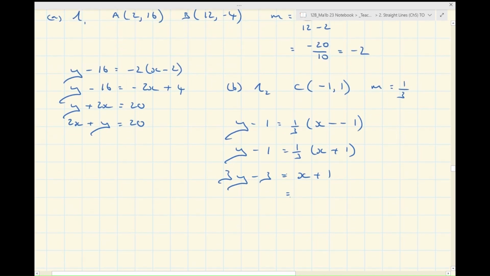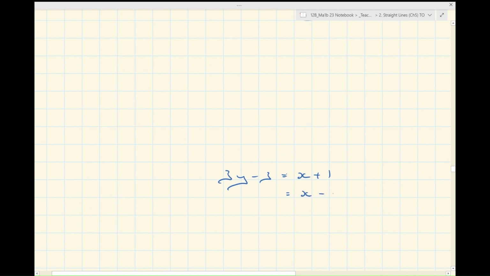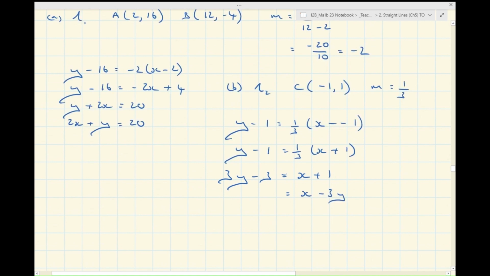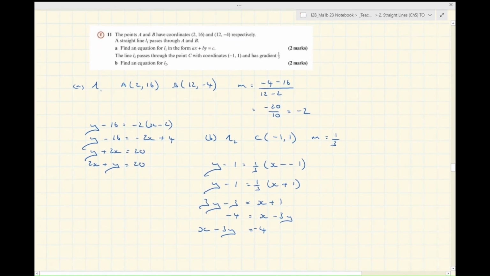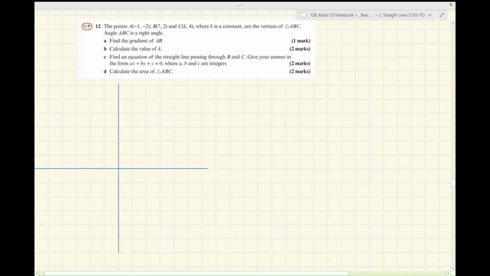So I'll leave the positive x here, I'll minus 3y from both sides. Got minus 3 on the left, take away 1 is minus 4. So x minus 3y equals minus 4. And that's my equation for L2. And that is question 11 complete. Question 12.